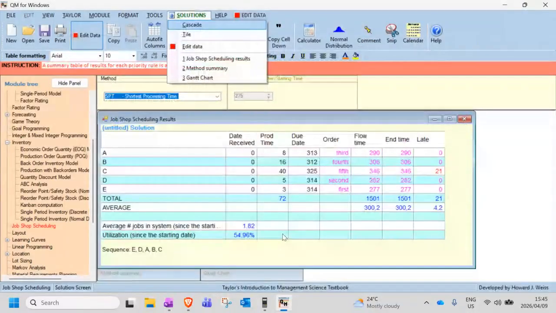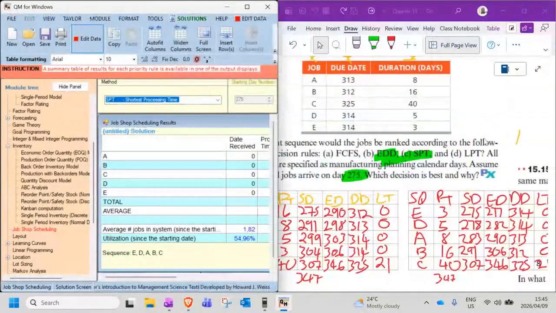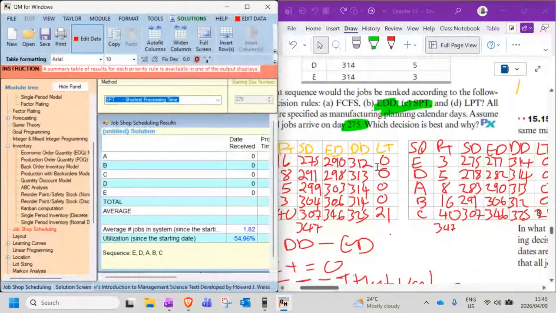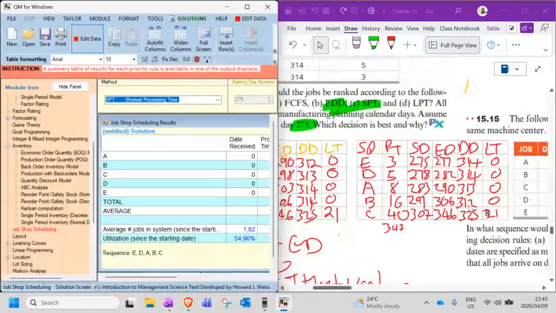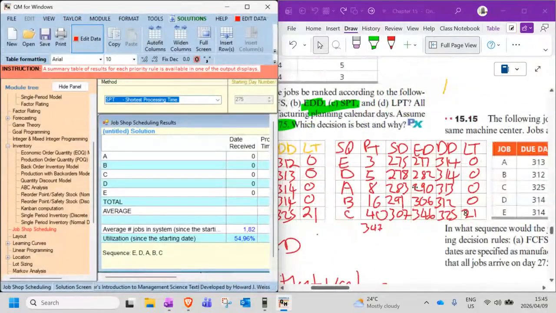And then where is my lateness 21? Lateness 21 for the short processing time, SPT, which is this one here. You found 21, right? Sharp. So this one matches, it's the same thing.